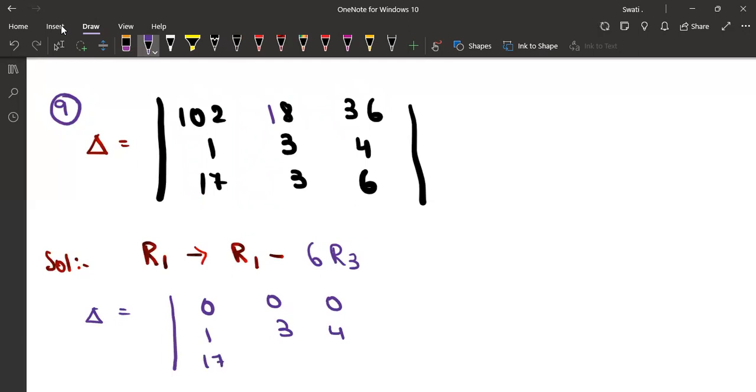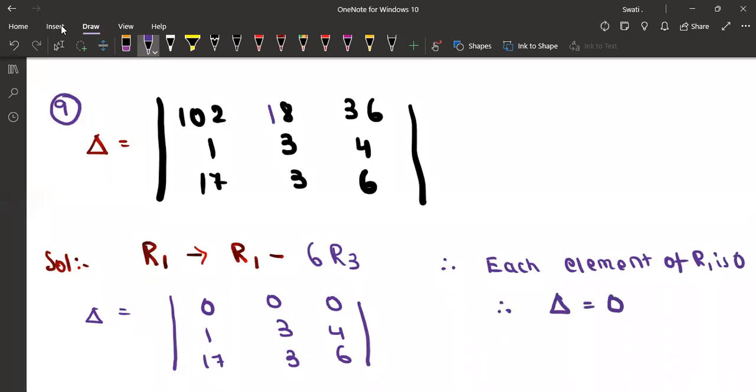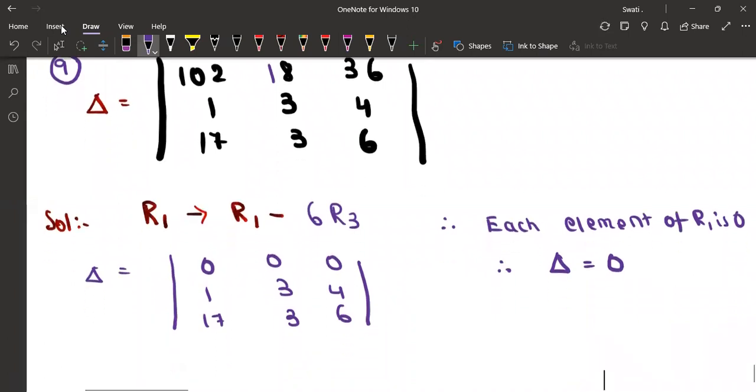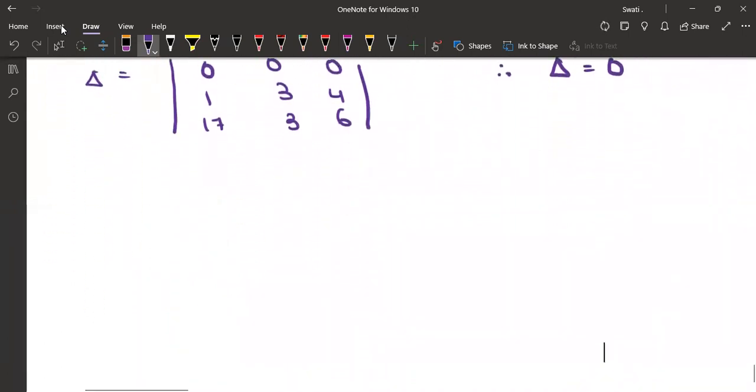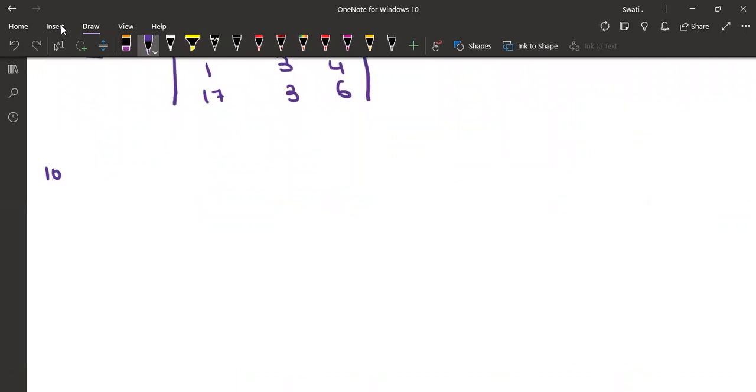Now again, we can use the property of the determinant, that if any one row or any one column is 0, then the entire value is going to be 0. So you can write that since each element of the first row, that means R1, is 0, the value of the entire determinant is going to be 0. And we are done with the 9th question. Now let's go to the 10th question.